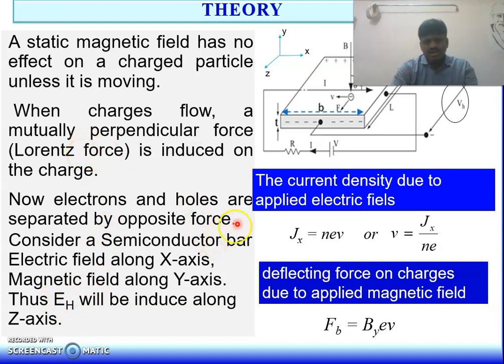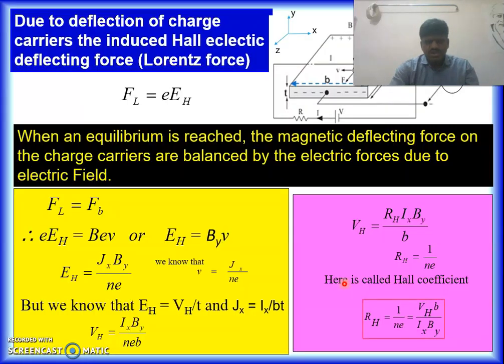Okay, so now for understanding, suppose we apply the current density Jx in the X direction, equal to NeV, the standard formula, and whenever you apply the magnetic field, those electric charges will be deflected, so I will call it a deflecting force. Nothing but the applied magnetic field gives the deflection force on the charges, Fd is equal to BeV. We know that this induced voltage also gives a force on the charges, called the Lorentz force, FL is equal to eEH.